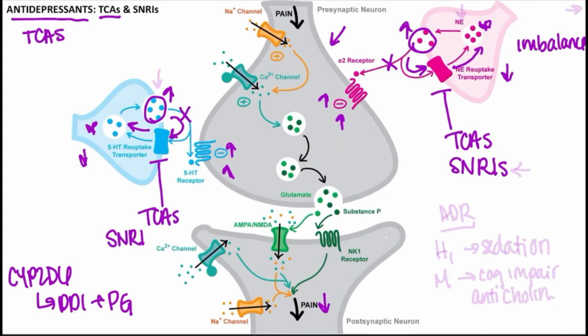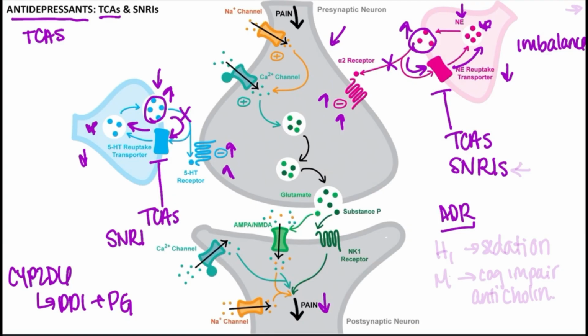Now, the main difference between these two classes is their side effect profile. So regardless of if we are talking about a TCA or an SNRI, we're going to have the risk of side effects that reflect alterations in norepinephrine as well as serotonin. So changes in heart rate and blood pressure for norepinephrine, and the ones for serotonin we will actually get into more depth in a later video in this block.